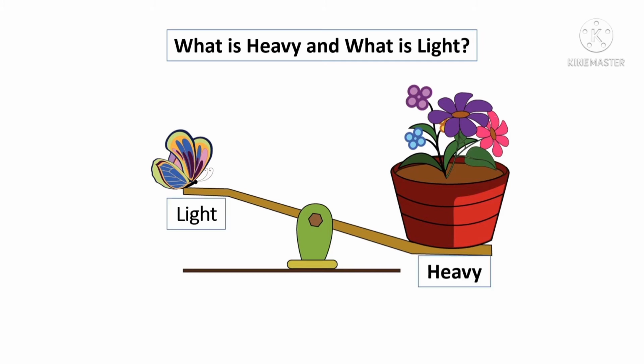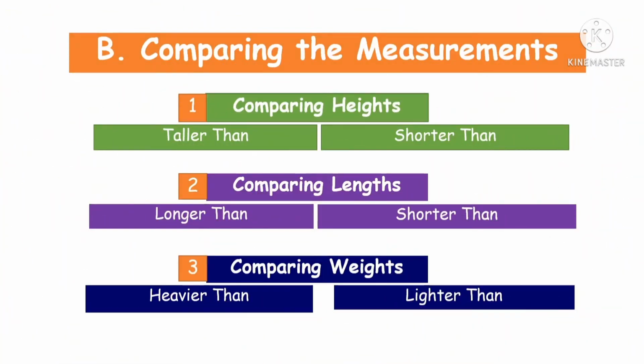The butterfly is light and the flower pot is heavy. The second topic for today is comparing the measurements. Measurement is also helpful for comparing two or more objects with each other. We can compare their heights, we can compare their lengths, and we can compare their weights.